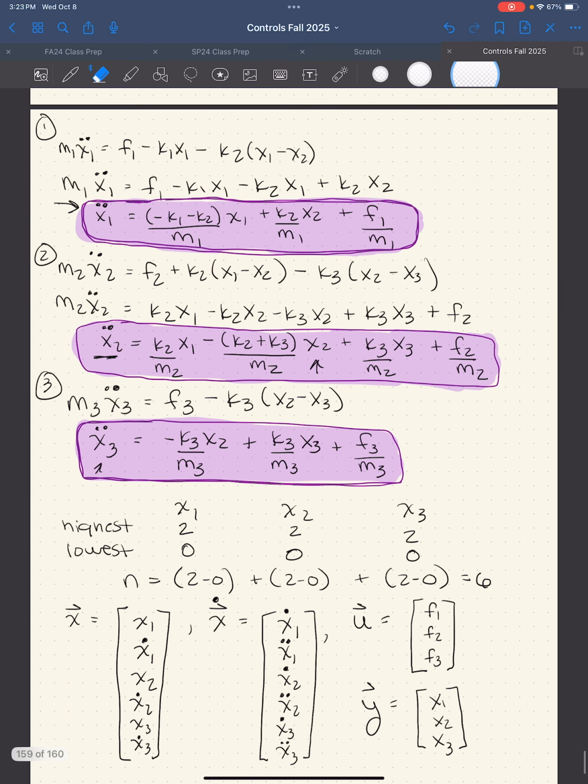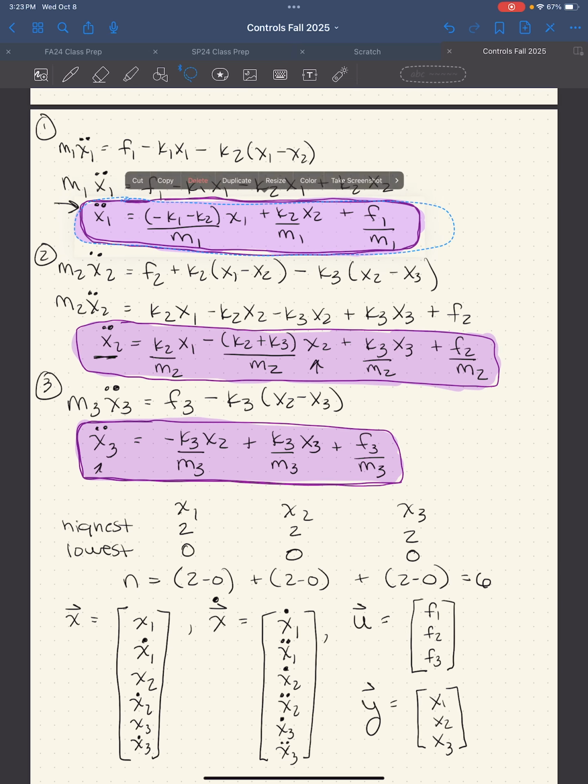And to do that, I'm going to need to, again, collect my equations of motion. So let's go get those again.